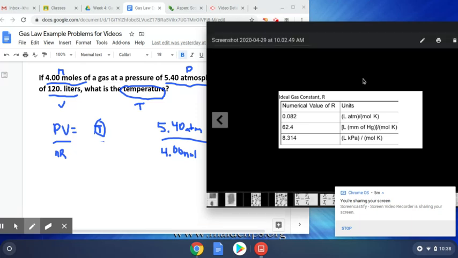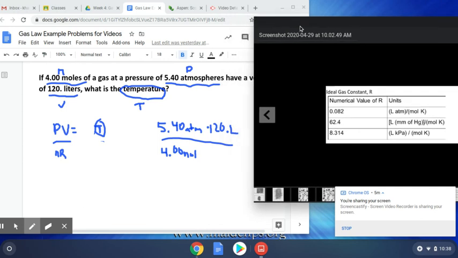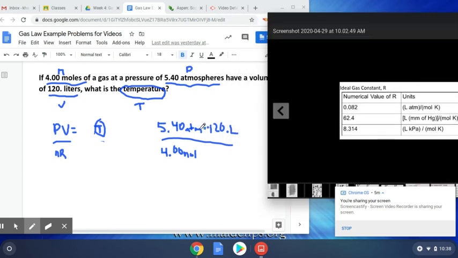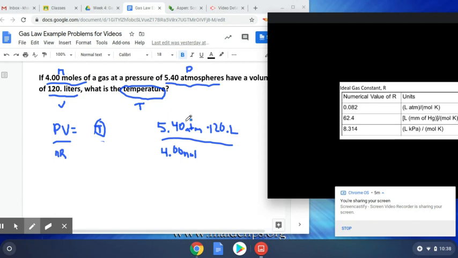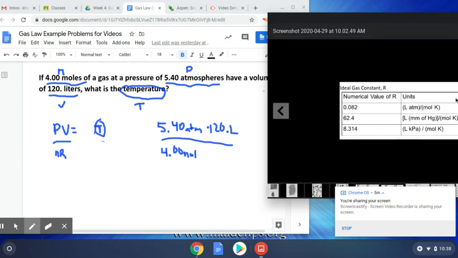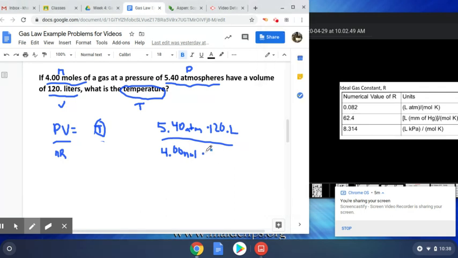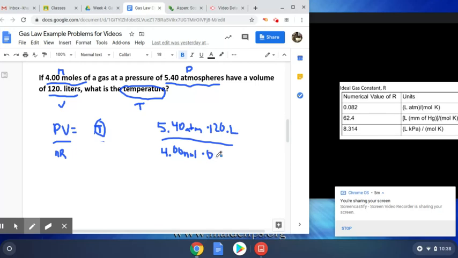So here, you have to pick an R value to plug in. The way you pick an R value is you look at your units for pressure in the question. Okay, so we have atmospheres here. So which one is atmospheres? The first one. Okay, so since you have atmospheres here, you plug in this number. So I'll plug in 0.082. And then you just solve.